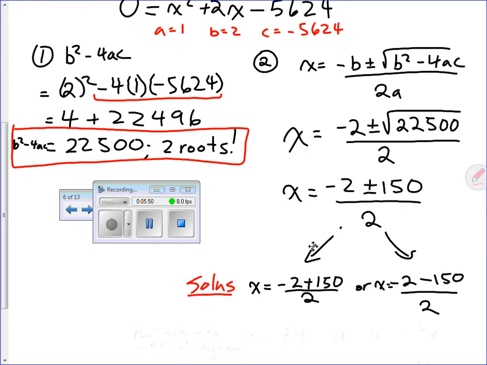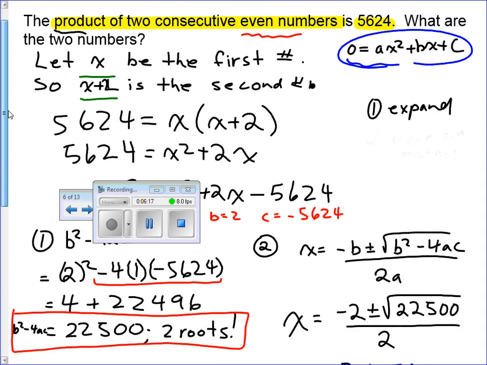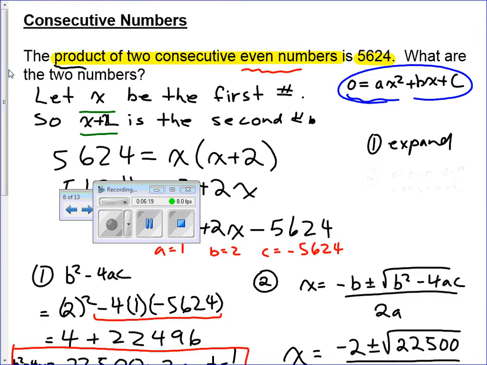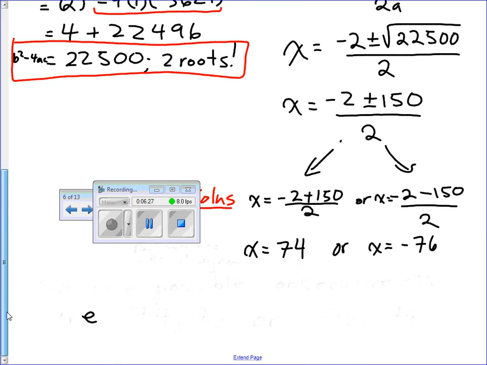And only for the x value. And now when we simplify, we end up with x is 74 or x is negative 76. So in this case, one of my x values is 74. Right? So what would the next consecutive number be for 74? And if you're thinking it's 76, you're correct, because we added 2. Now you remember at the beginning, we started by identifying the fact that our second consecutive number is x plus 2.